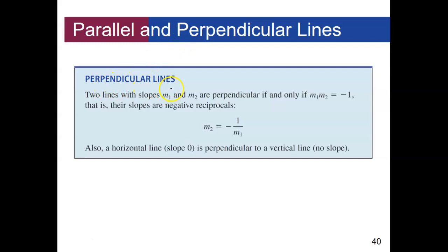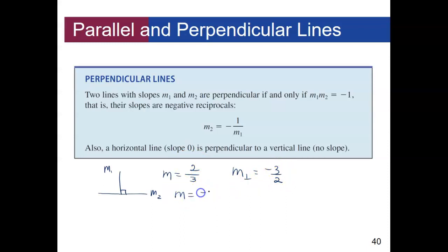Okay, talking about perpendicular lines. Perpendicular lines we know form a right angle here. So two lines with slopes m1 and m2 are perpendicular if and only if we multiply them together and they equal -1. So basically their slopes are what we're going to call negative reciprocals of each other. So if I have a slope of 2/3, then the perpendicular slope to that is going to be -3/2. So I flip this and I change its sign.